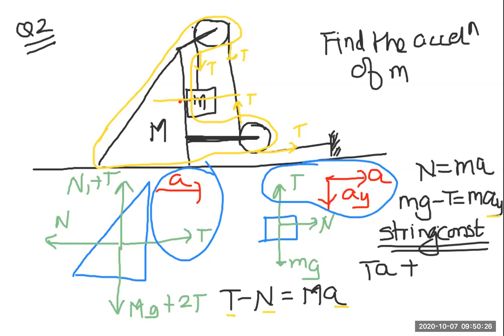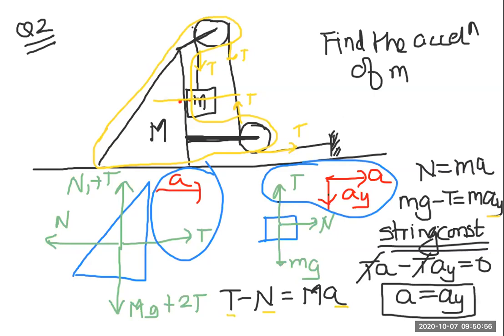T and horizontal acceleration will give me zero dot product. T and AY, look, they are opposite to each other. The angle between them is 180 degrees, not 90 degrees. So this must be minus T AY is equal to zero. T cancels. A is equal to AY is the fourth equation that we are interested in. A is equal to AY.